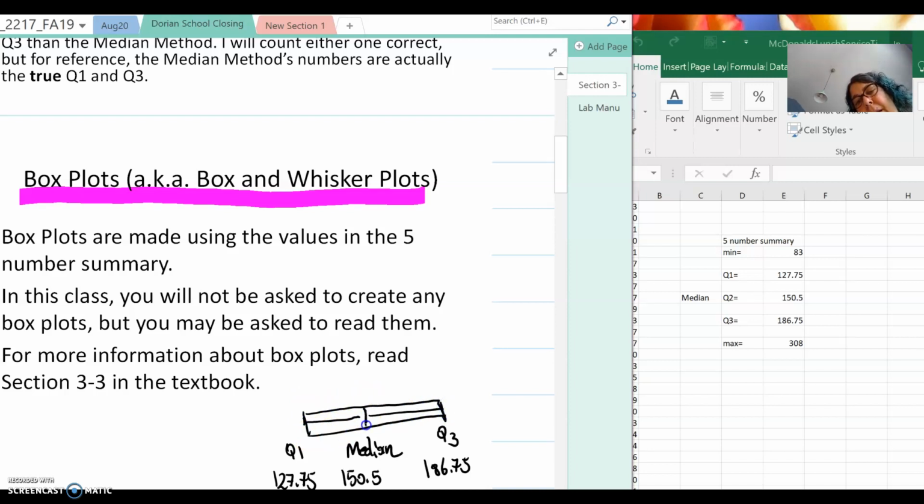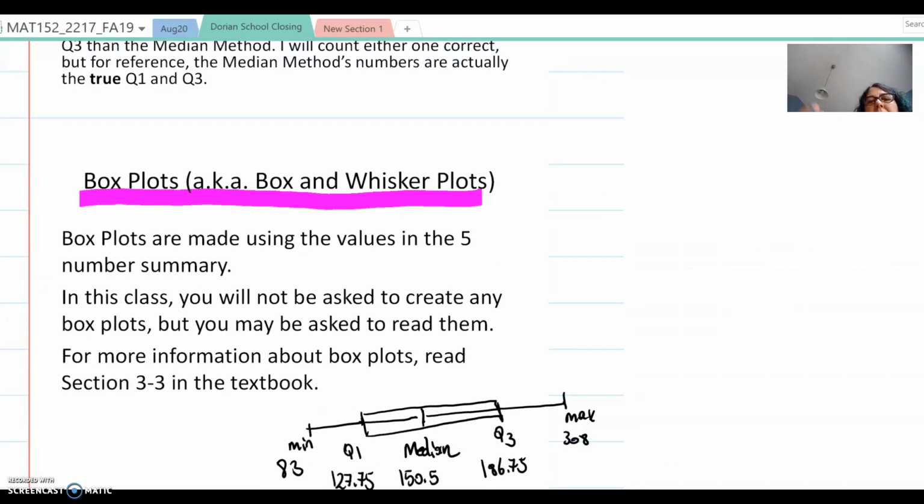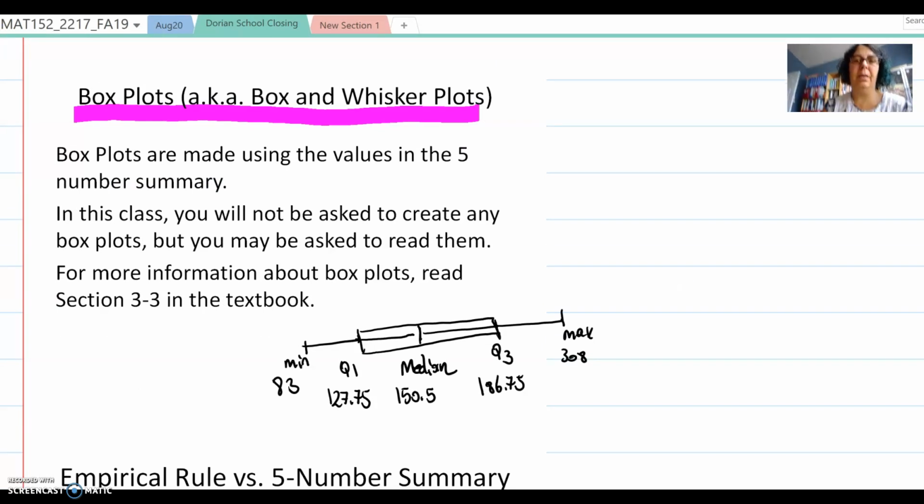All right. And then I will have maximum, and then I will have minimum here. So minimum is 83, maximum is 308. All right, so that will be my box plot by having the figures from Excel, placing it. It's not to scale, but that's the way it's going to look like.